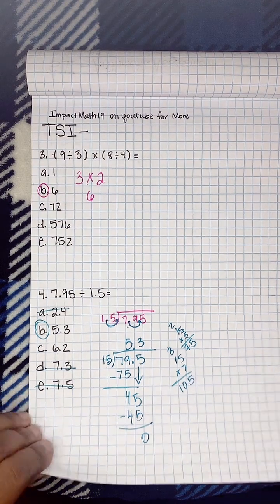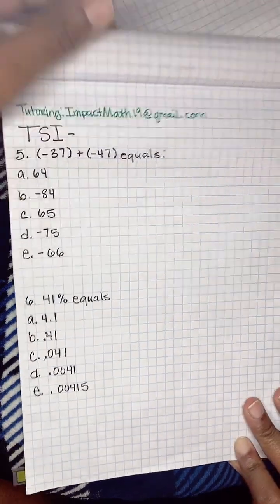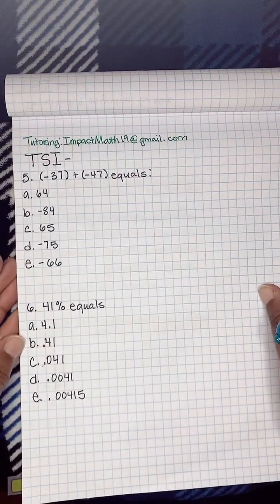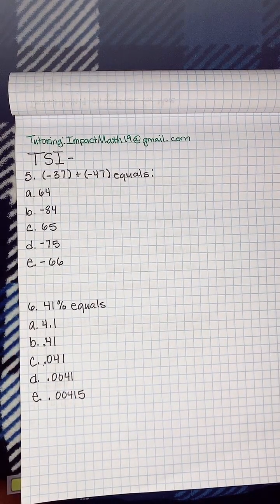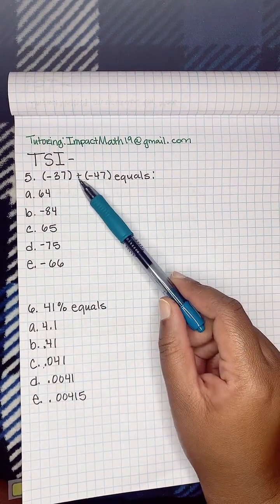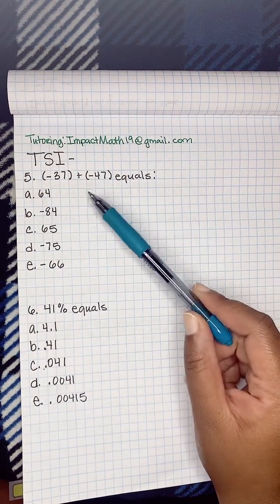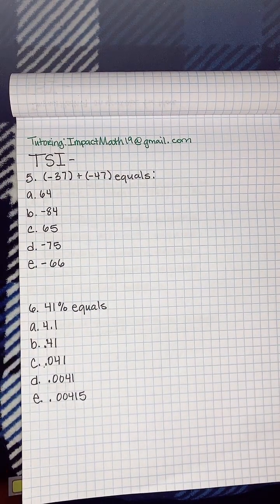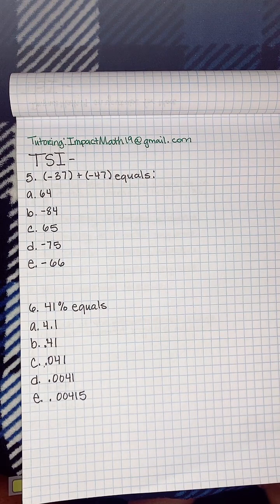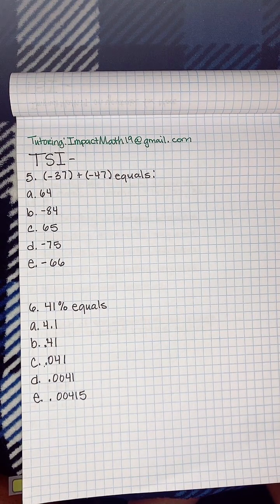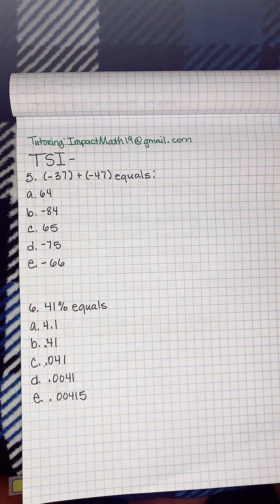Nope, no ma'am. Wonderful. Let's keep it pushing. All right, number 5. So we have negative 37 plus a negative 47 equals what? What do you guys say? And I see those answers in the chat. Okay, negative 84, B. Okay, B, B.